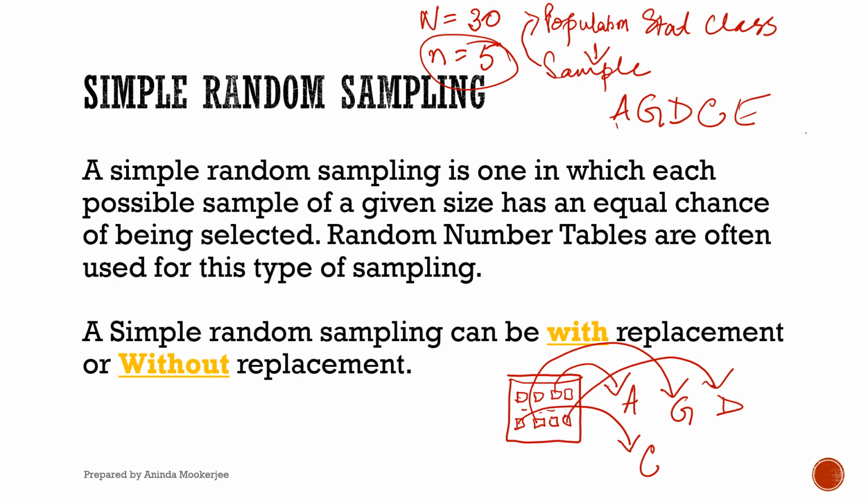Right, so A, G, D, C, E. Now I have my entire sample. All right, all 5 names have been picked, and my sample is complete.